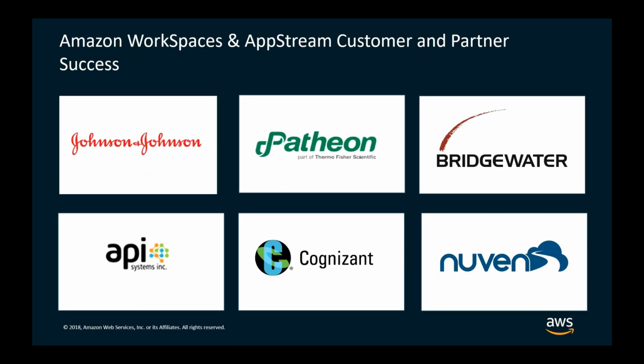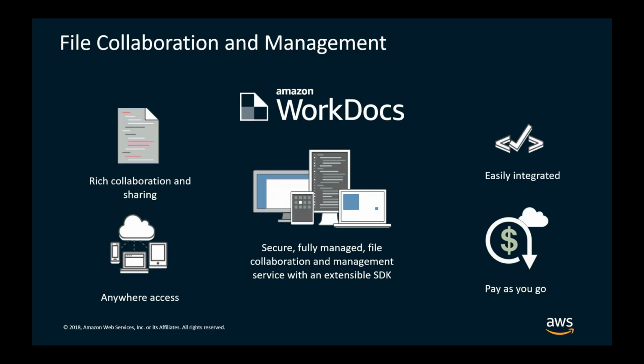Other customers and partners include Johnson & Johnson, Pantheon, Bridgewater, and our partner environments. If you're looking for assistance in deploying a WorkSpaces solution, we have API Systems, Cognizant, and Nuvent. You can find more partners on our AWS partner network, and you can see more customer success stories again on our website. All right, so that brings us to WorkDocs.